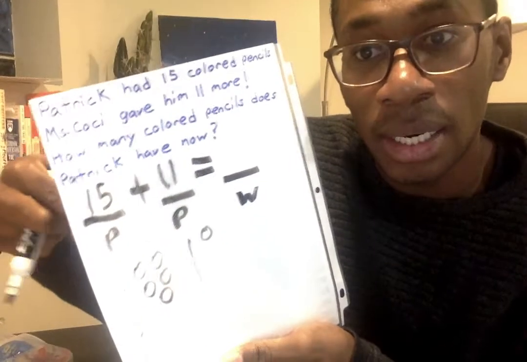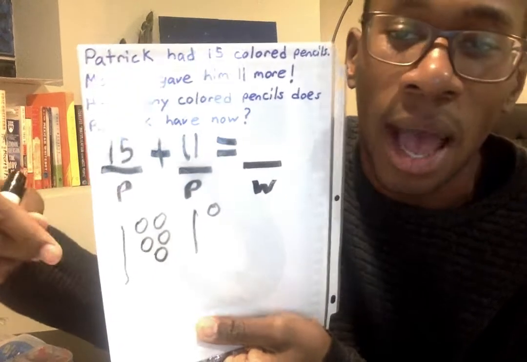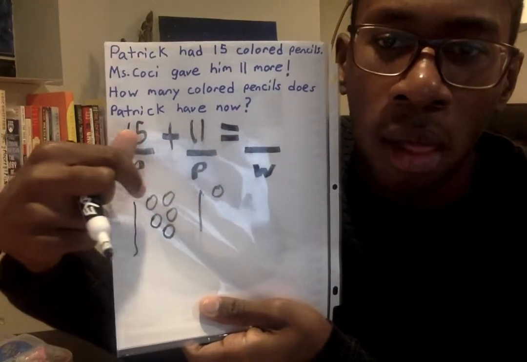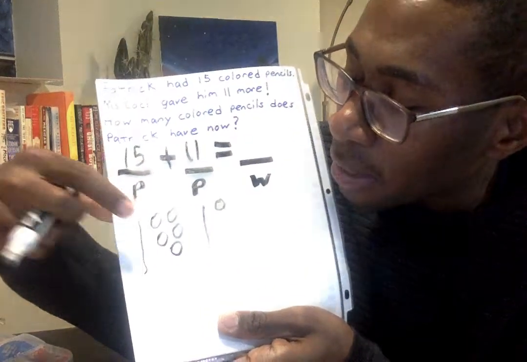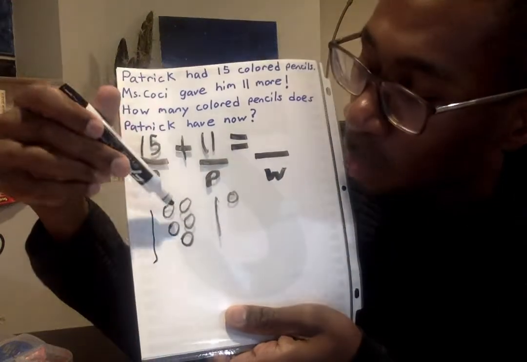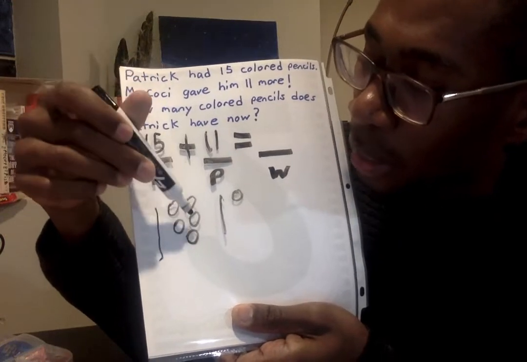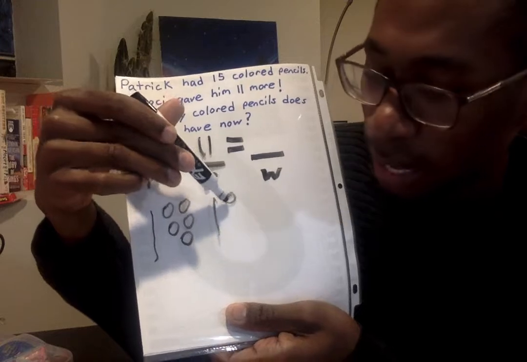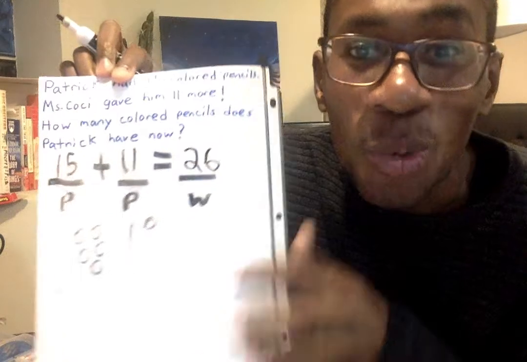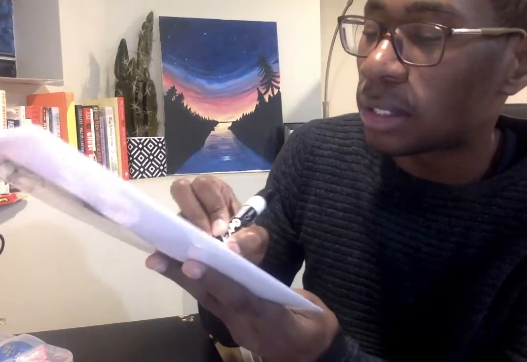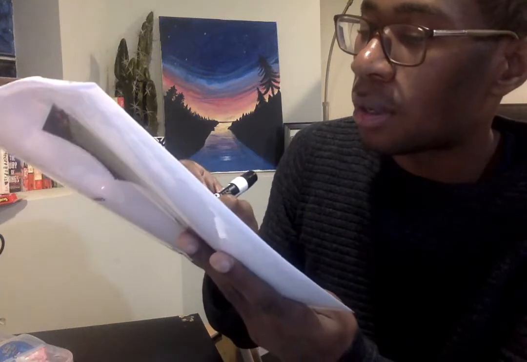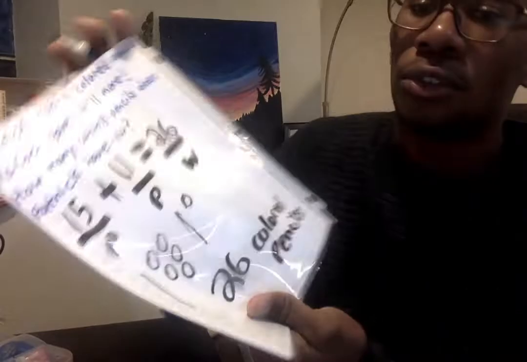Now that I have my number sentence and my base 10 picture, I'm going to add up all of this together. I want to make sure I start with the 10s first. Count with me. 10, 20, 21, 22, 23, 24, 25, 26. That means my friend Patrick has 26 colored pencils now. Go ahead and write at the bottom 26 colored pencils. Just like me.